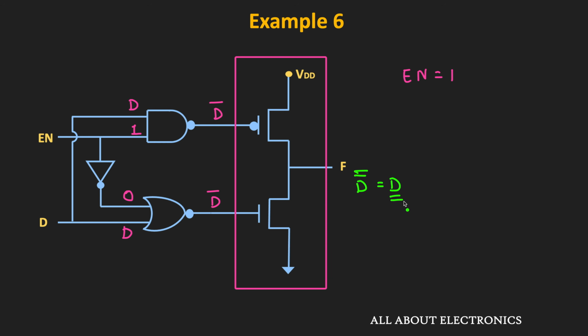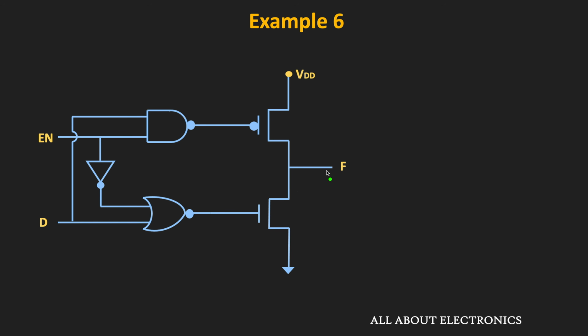So we can say that whenever this enable input is equal to 0, then the output of the circuit is equal to high impedance mode. And whenever this enable input is equal to 1, then the output of the circuit is equal to D. So basically, this circuit will work as the tri-state buffer.